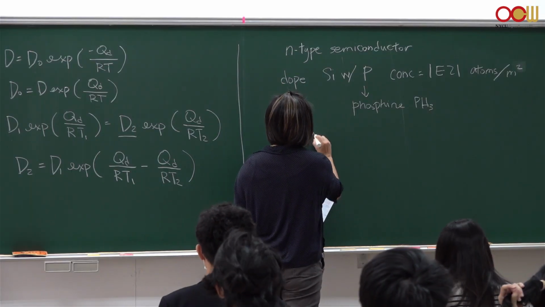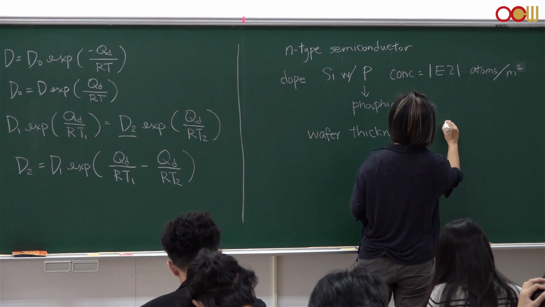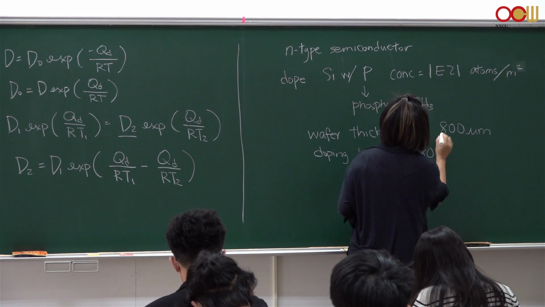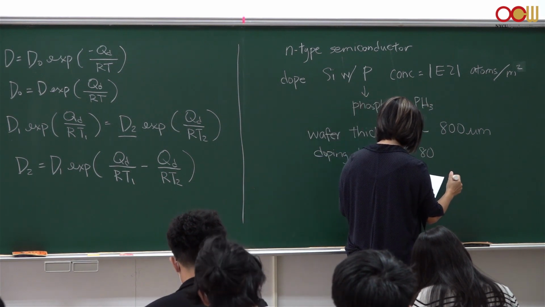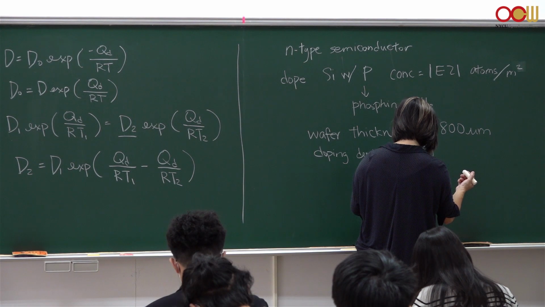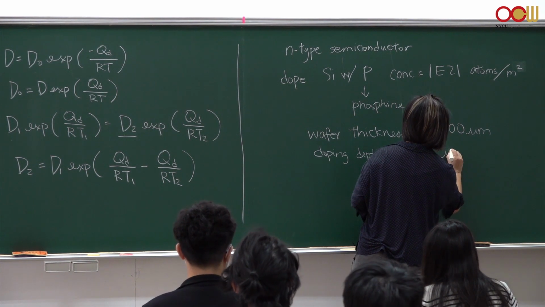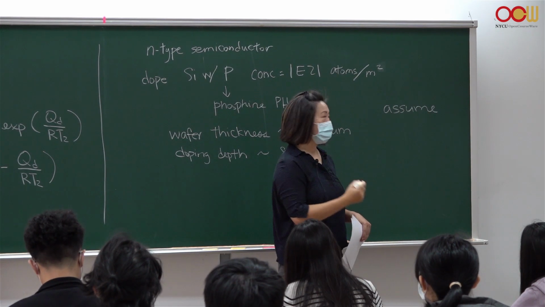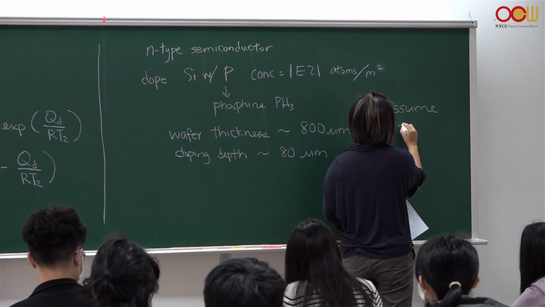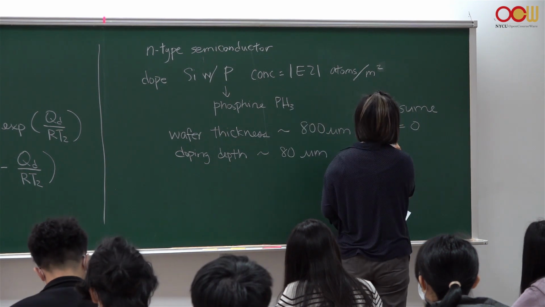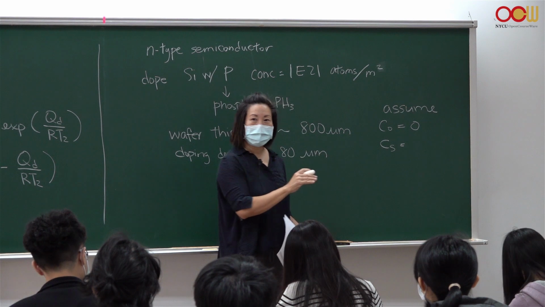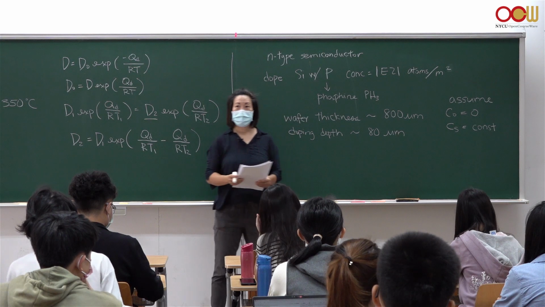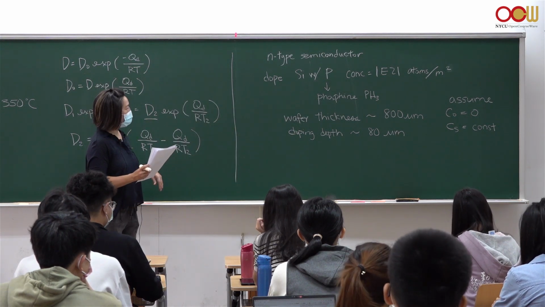And you have a wafer thickness of around 800 micron. And you want to dope your material. So you want to get a concentration of 1 times 10 to the 21 phosphorus per centimeter cubed at 80 micron. You can assume that you made your silicon wafer very, very pure, so your starting concentration of phosphorus equals 0, and that you're going to maintain your gas source over your wafer at a constant. So that's not going to change. Okay, so you have a constant source of phosphorus over the semiconductor.